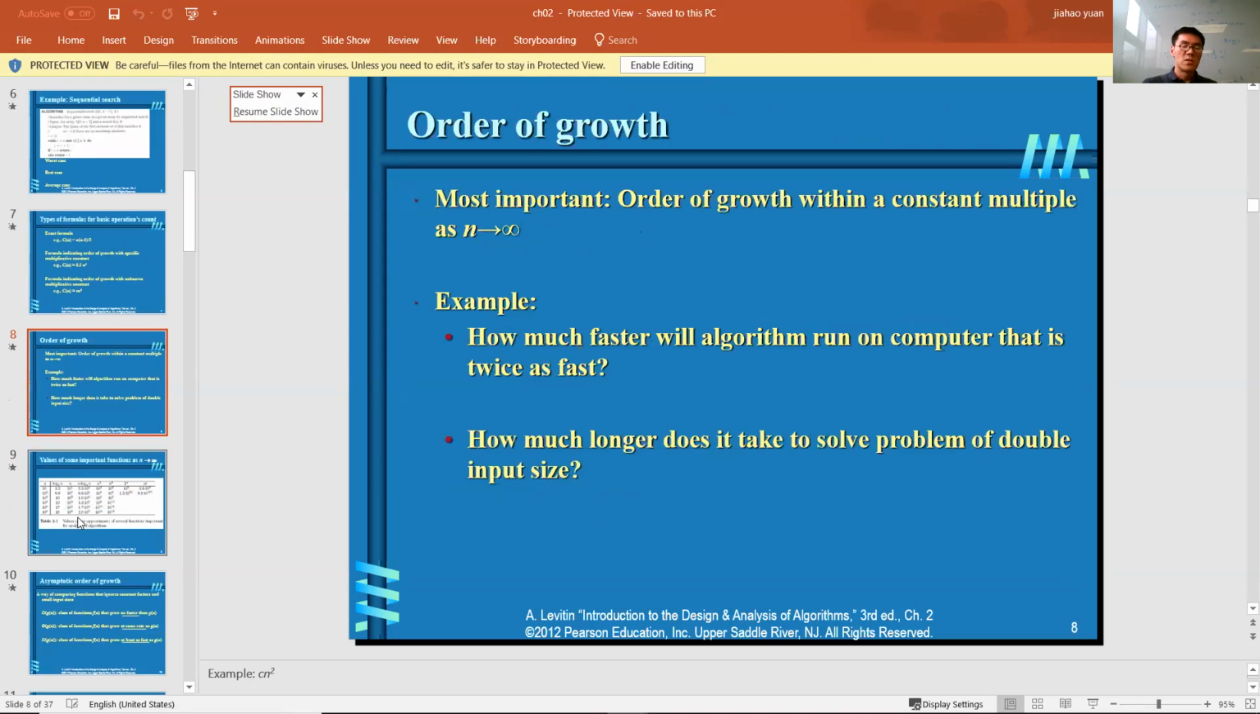So the concept we are talking about is called order of growth. There is not a whole description I can tell you, but you can kind of feel it. Okay, so example. Let's look through it. I think this is pretty good. How much faster will the algorithm run on a computer that is twice as fast?